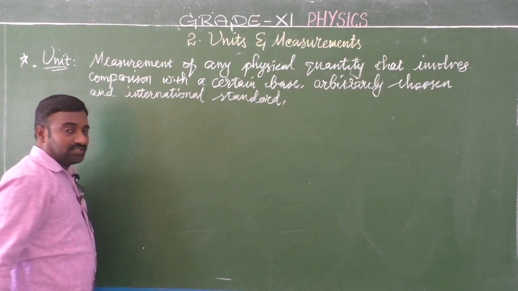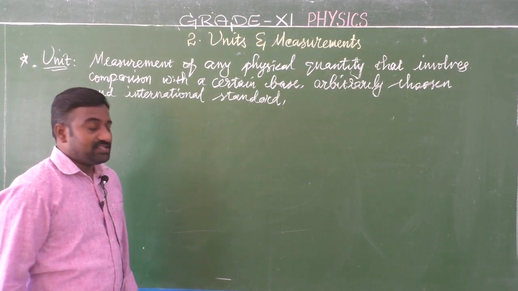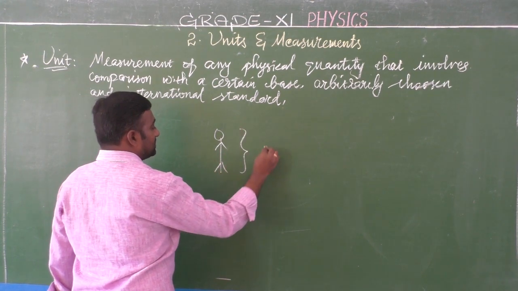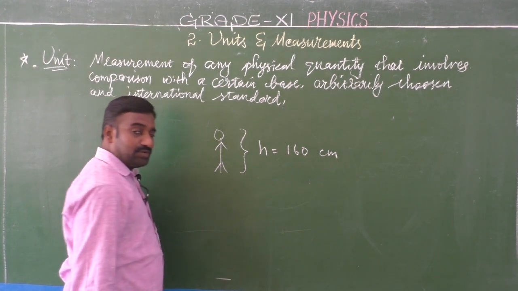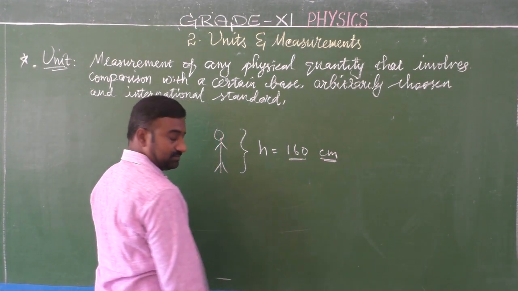That is called a unit. For example, you want to measure your height. Your height is 160 centimeter. So in this measurement, the unit is followed by a number.